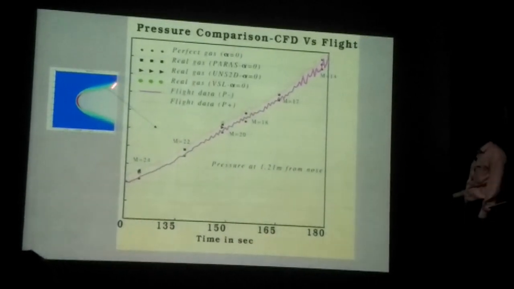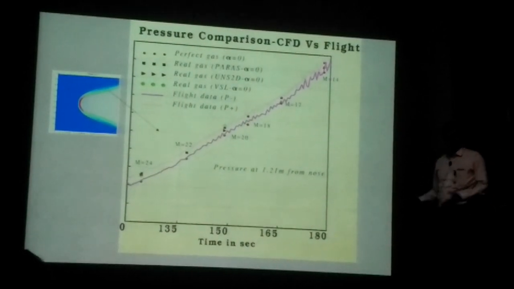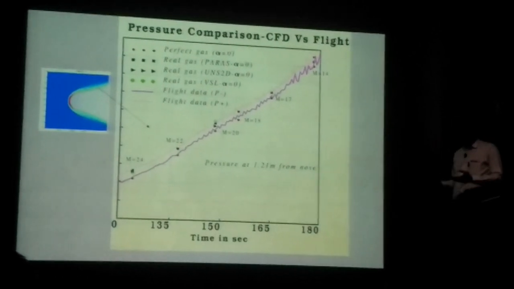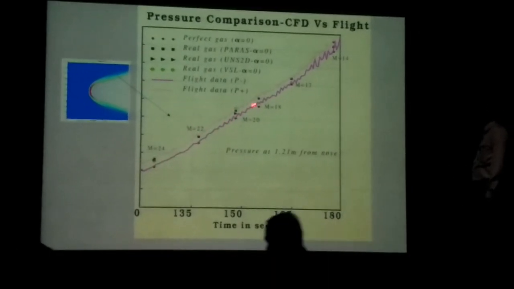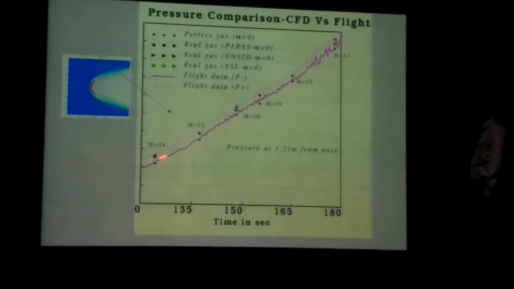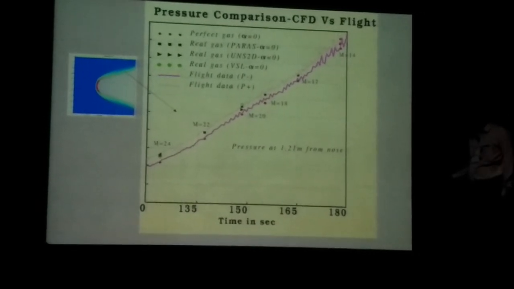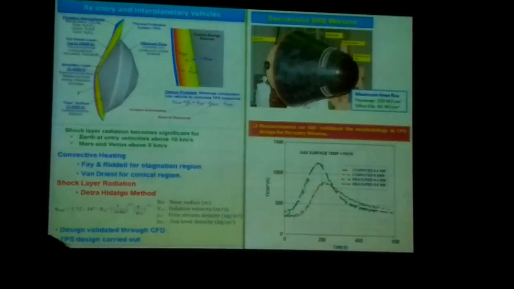And we also predict the effect on the pressure and the stability of this vehicle because of chemical reactions. These are very difficult to obtain in experiments because you cannot conduct experiments at such high Mach numbers. It is difficult. Not that it is impossible, but it is very difficult. So this is the flight measurement of the pressure, the continuous line shows the flight measurement, and the dots are from the different codes that are used to get the pressure distribution. And what we find is that because of the chemical reaction, it actually became more stable.